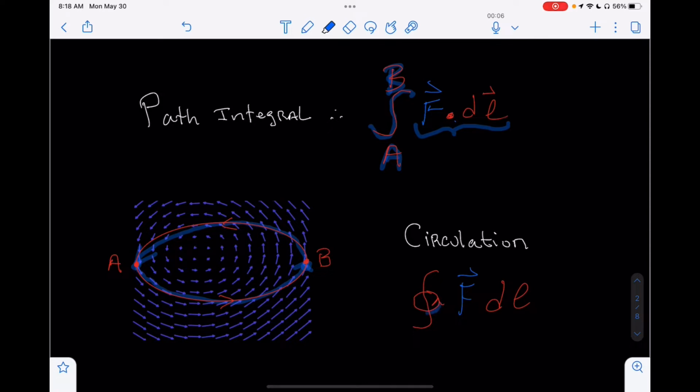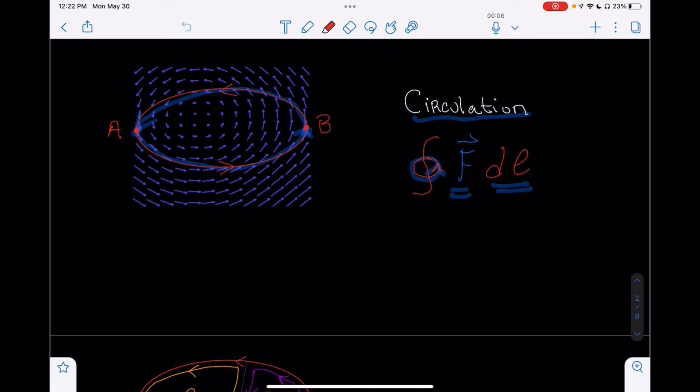So that little closed loop arrow means following the counterclockwise direction of the vector field along this particular path. And this path could be circular, could be a square, as long as it's some kind of a closed loop, and it's a continuous path. And I define this as the circulation around this path.